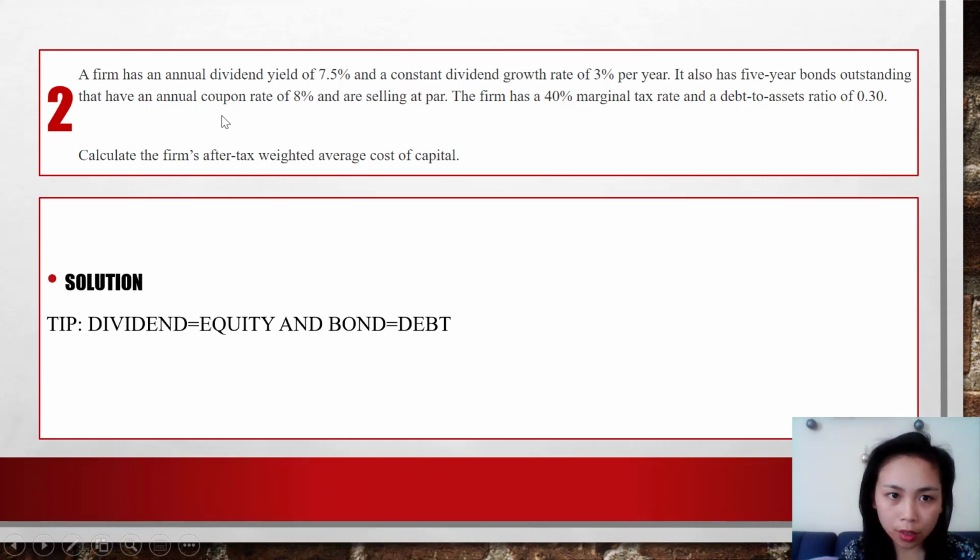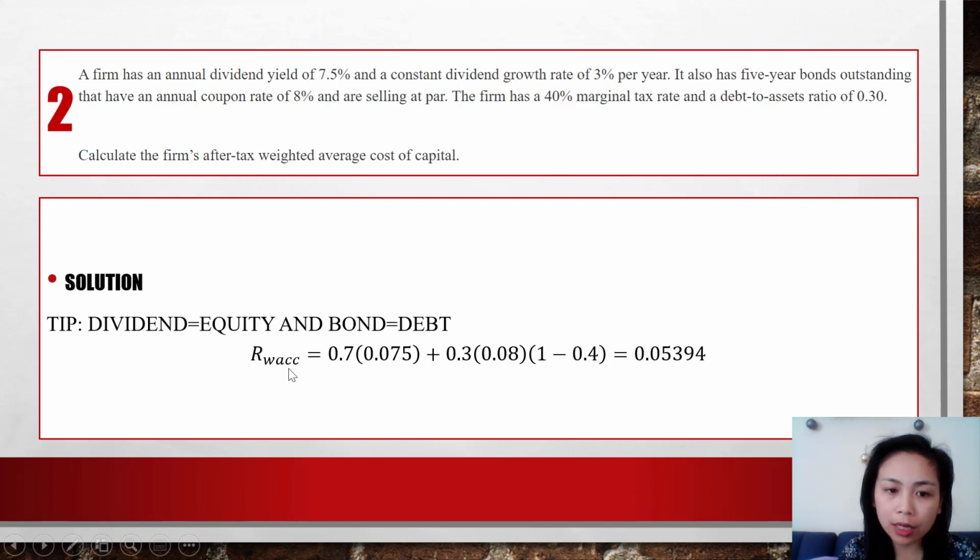Here we are going to treat the dividend as equity and bond as debt. So the dividend rate of 7.5% is actually the equity cost of capital, and the 8% of the bond rate is the debt rate. So RWACC here, and remember that the debt to asset ratio is 0.3. So D over E plus D is 0.3 and E over D plus E is 0.7. And 40% marginal tax rate is the corporate tax rate. So tau C is 0.4.